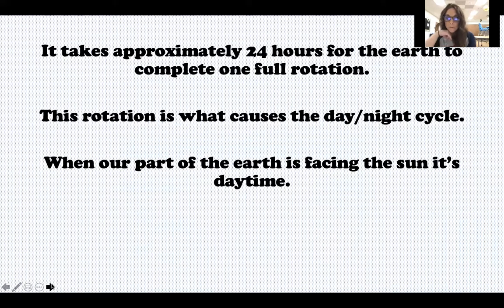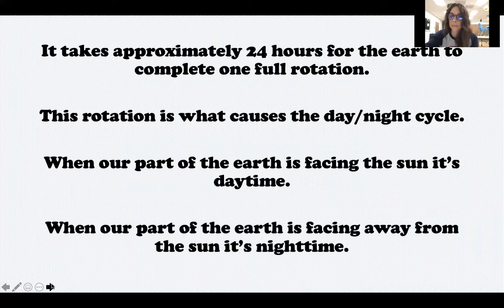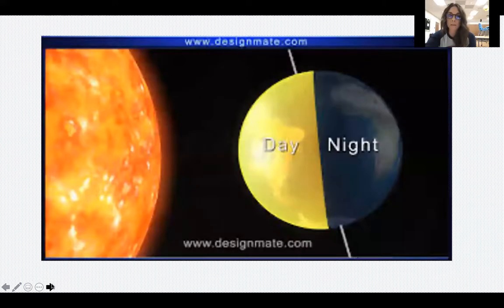When our part of the Earth is facing the sun, it's daytime. And when our part of the Earth is facing away from the sun, it's nighttime. But since the Earth is a sphere, that means when it's nighttime for us, it's daytime on the opposite end of the Earth. So here's a picture of that.